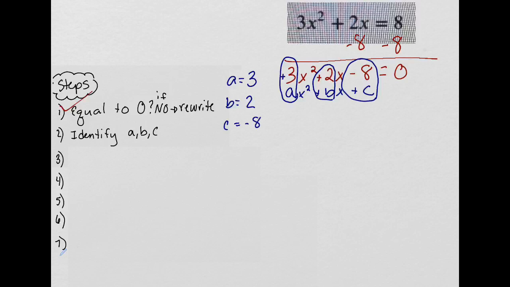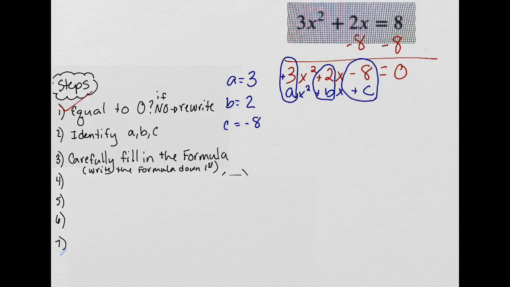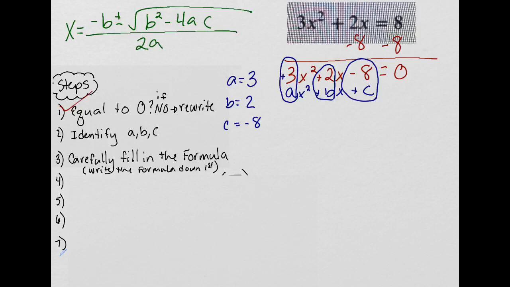Step 3 is to plug it into the quadratic formula. But before we get started with that, one of the best things that you can do is write the formula down every single time. One, it will help you memorize it quicker, and two, it will help you keep track of what values go where. So I'm going to sing the quadratic formula to Pop Goes the Weasel. X equals negative b plus or minus the square root of b squared minus 4ac all over 2a.